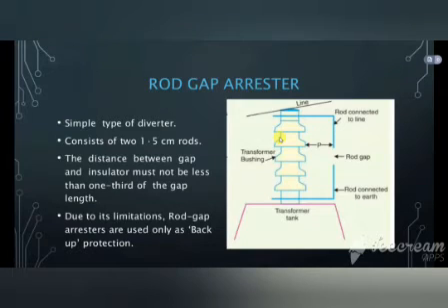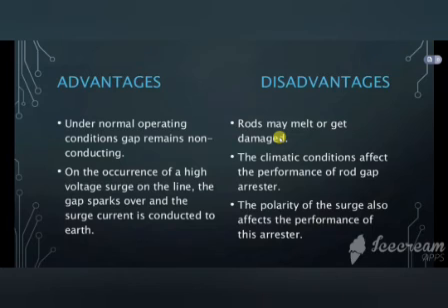First one is rod gap arrestor. See the diagram. There will be two rods in the top and bottom of the insulator. It's a simple type of diverter. It consists of two 1.5 centimeter rods. The distance between gap and insulator must not be less than 1/3 of the gap length. Due to its limitations, rod gap arrestors are used only as backup protection. It is placed above the transformer tank bushings.